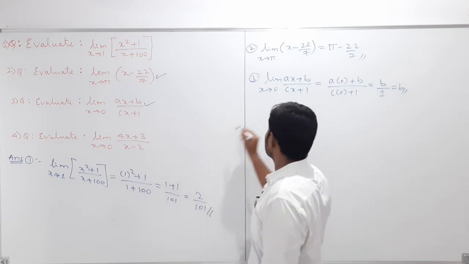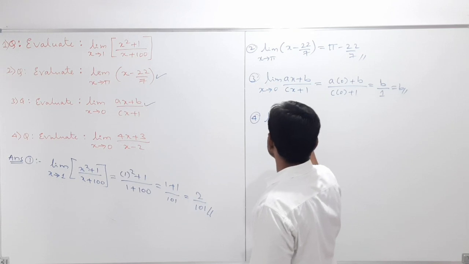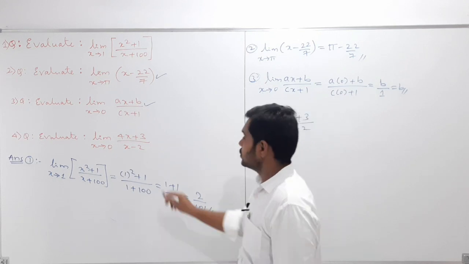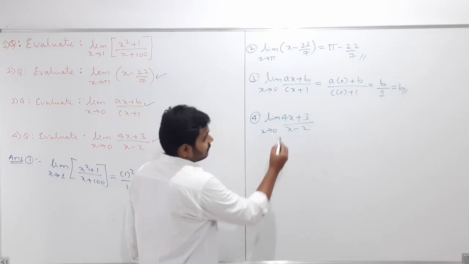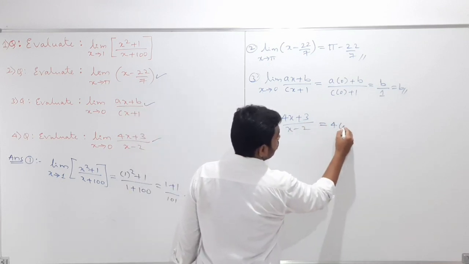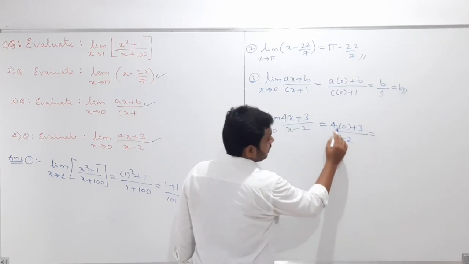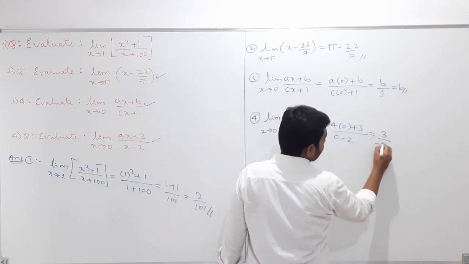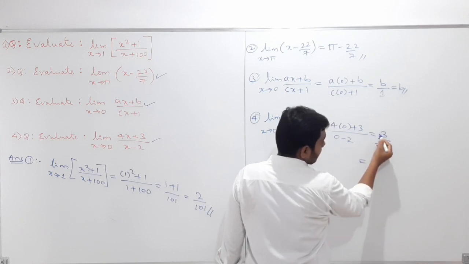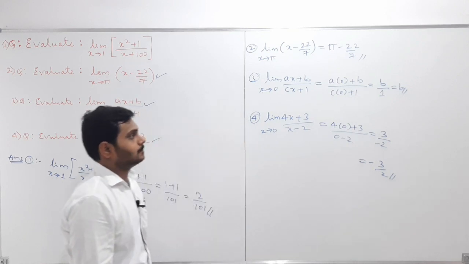And next we will solve the fourth one. What is given for the fourth one? Limit of 4x plus 3 whole divided by x minus 2 as x tends to 0. This I am solving here. Again, just substitute the x value as 0. So 4 into 0 plus 3 whole divided by 0 minus 2. 4 into 0 is 0, leave this term. Only remaining is 3 divided by 0 minus 2, which is minus 2. So this will give you minus 3 by 2 as your required answer.